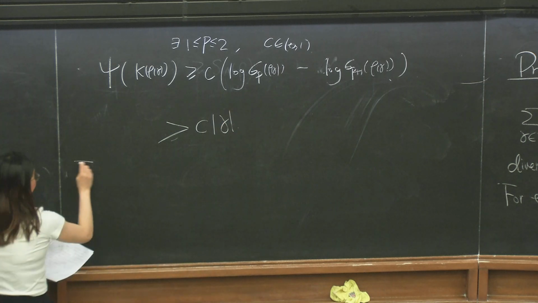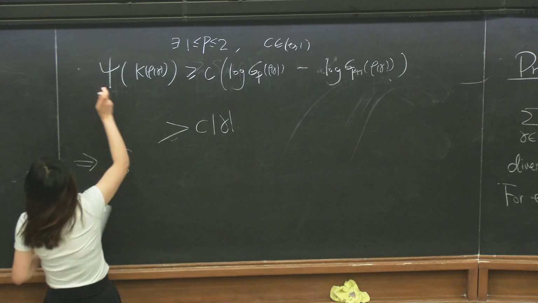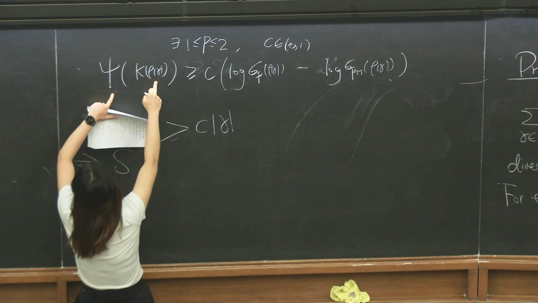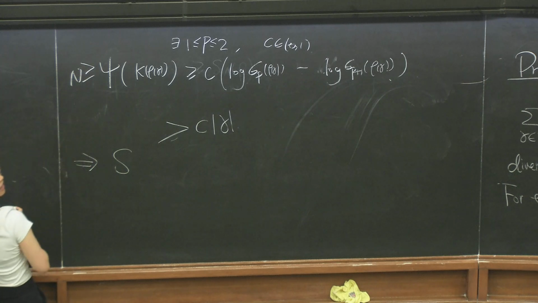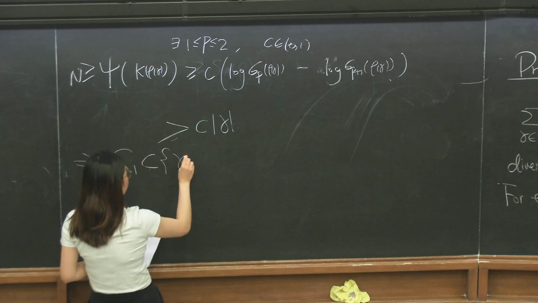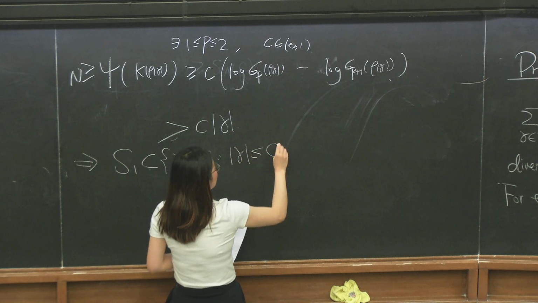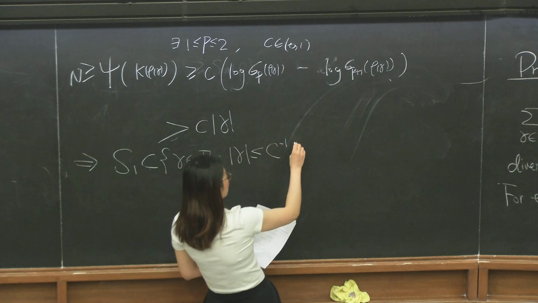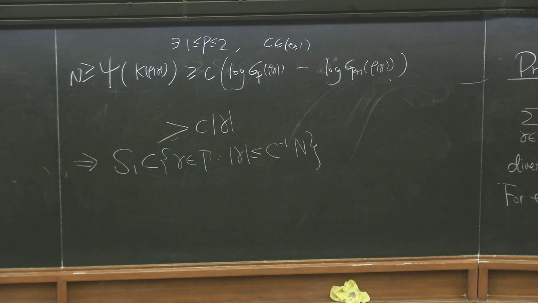So as a consequence, for the elements in S1, I have the upper bound on n, and now I know that S1 consists of the ball where the word length is less or equal than c to the minus 1 times capital N. Okay, good. So this is how I cut out a large ball.